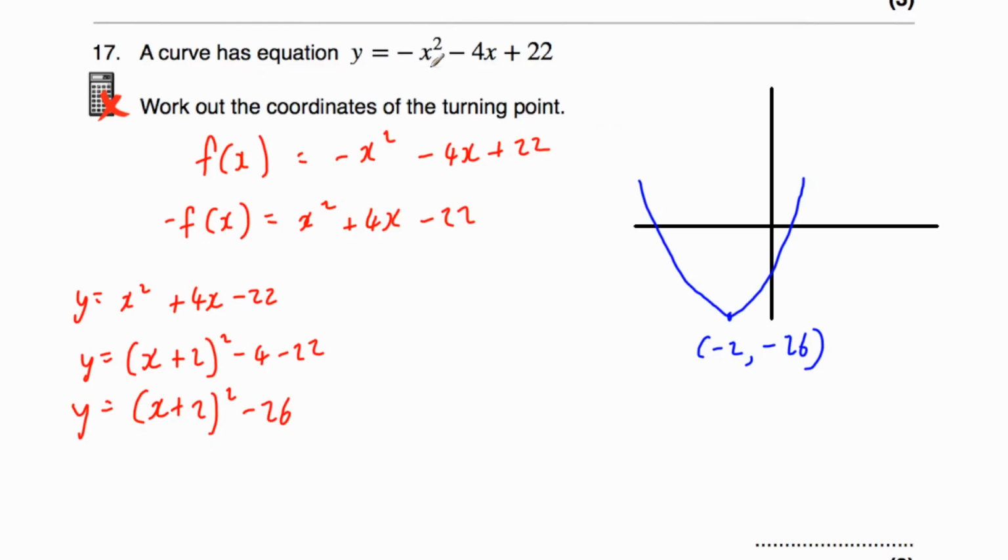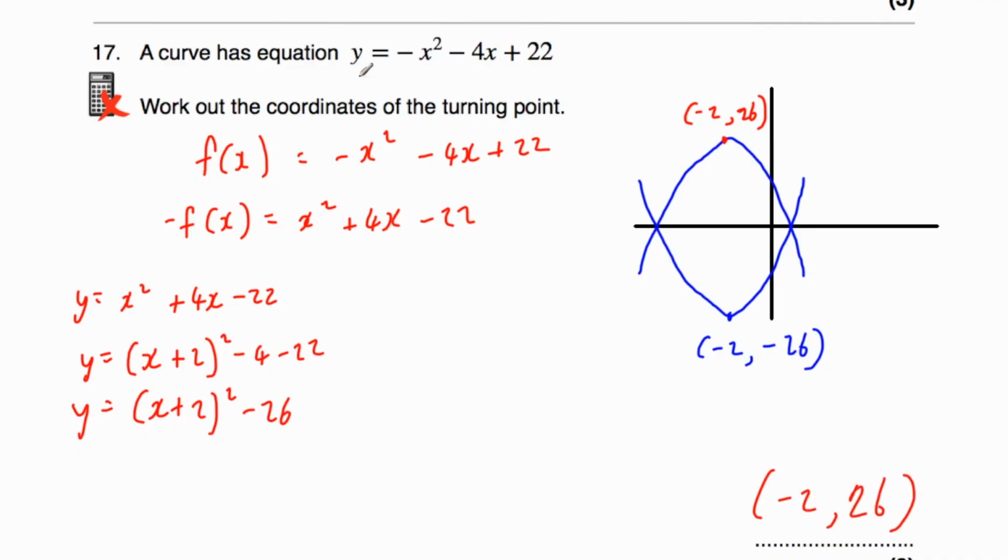Now this isn't y equals minus x squared minus 4x plus 22, it's the reflection of that graph in the x-axis. So if we were to reflect this U-shaped parabola in the x-axis, that would have been our y equals minus x squared minus 4x plus 22. So that means the turning point here, the maximum point, would be minus 2, because we've gone 2 to the left, and 26 up, so minus 2, 26. So the coordinates of the maximum point of this N-shaped parabola would be minus 2, 26. And that's it.